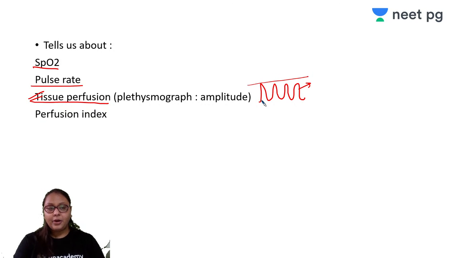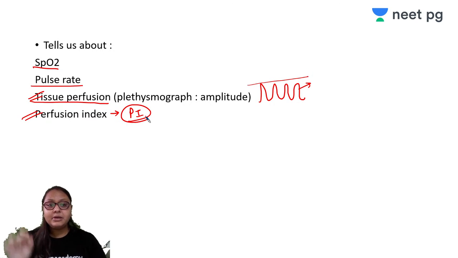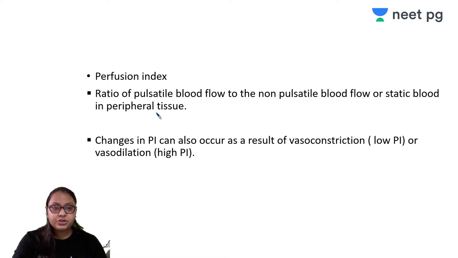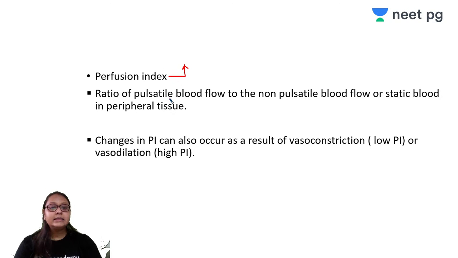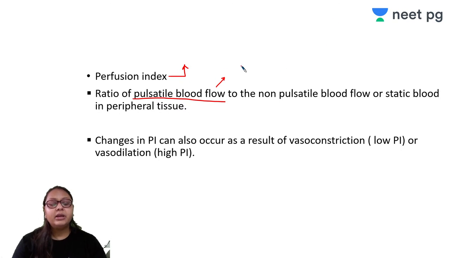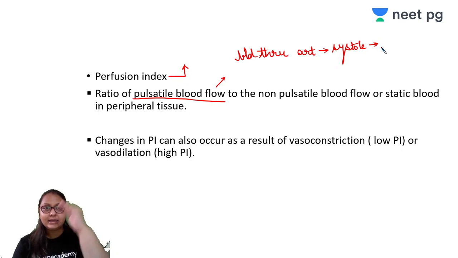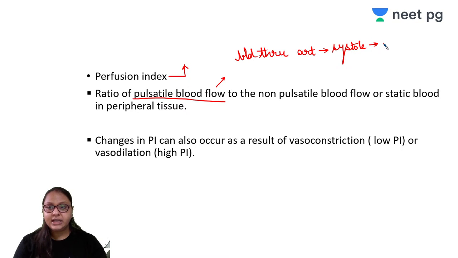Then it tells us about the perfusion index. If you have looked at the pulse oximeter carefully, on the upper side it is giving us the perfusion index. Now what is perfusion index? Where is it used mainly? See, perfusion index is the ratio of pulsatile blood flow. Whenever the blood is flowing through an artery, during the systole, there will be a sudden change in the pressure, right? There will be a change in the pressure.